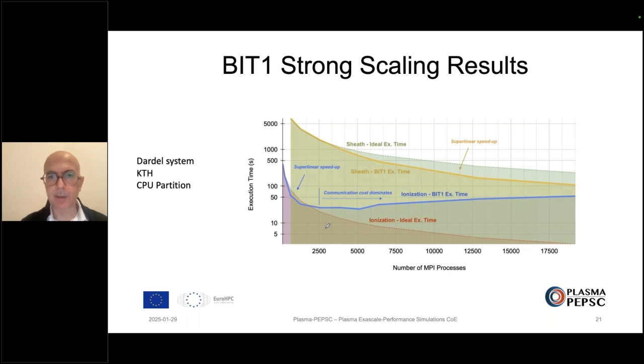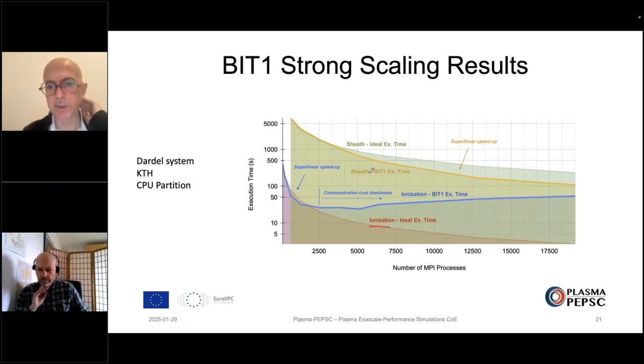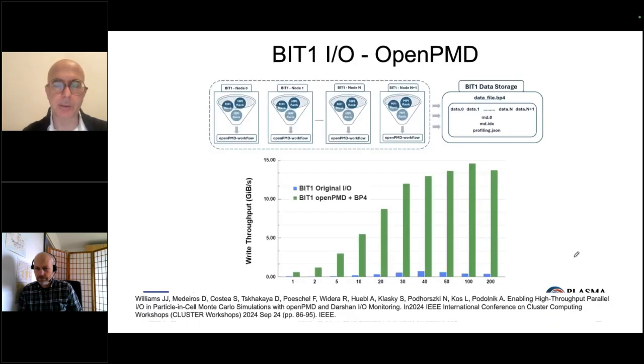This is an example also of bit1 strong scaling. You see there are two test cases. One is ionization. The second one is shed. The ionization is a too-small problem, so this is the blue line. You see it starts scaling, but then the problem itself is too small to scale beyond 2,500. In a much more realistic case, you also see very good scaling in the shed project up to 20,000 and also beyond. So very happy with the scalability part.